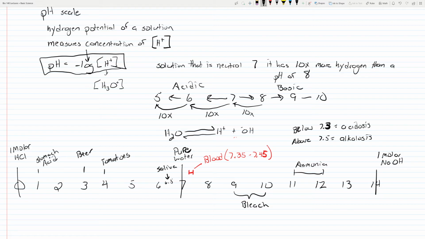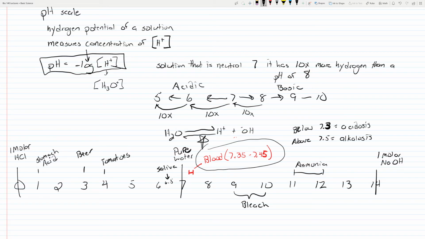Stomach acid is about right there, about 1. Stomach acid can melt lead, so it's very, very acidic. Beer is about 3, grapes and tomatoes about 4, saliva is about 6.5, almost basic. Pure water is 7, and then we get blood at 7.35. This is the important one, 7.35 to 7.45. That's the important one to remember. Put a little star next to it.